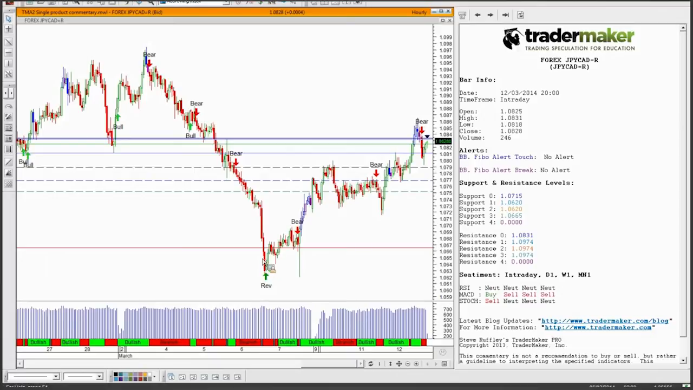So that basically is just the hourly signals that I give you on the chart for more bears than bulls being in the particular market at that time. Now the other thing to remember is that the bull and bear indicators are not the strongest indicator on TraderMaker Pro. They're just an indication of what I think.